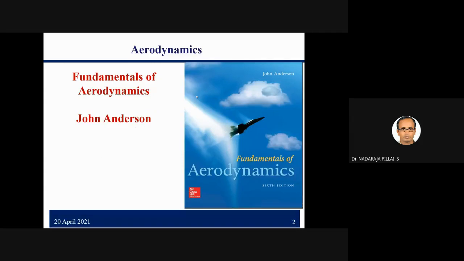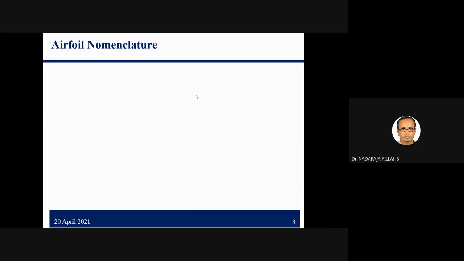I acknowledge Fundamentals of Aerodynamics by John T. Anderson. You might have already studied the airfoil, so you know about it. A typical airfoil looks like this. I recommend everyone to draw the airfoil in your notebook, maybe many times. You should practice drawing the airfoil.